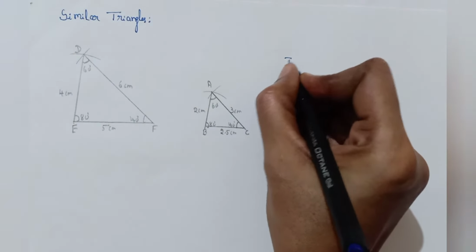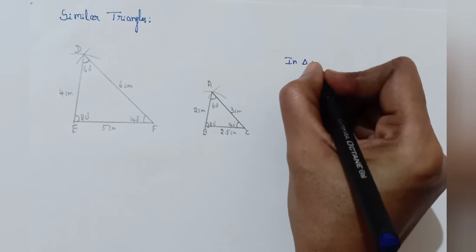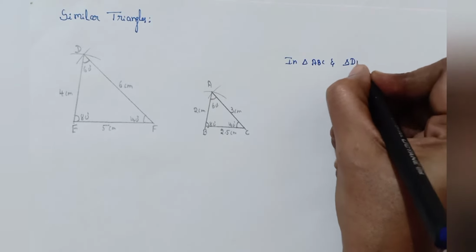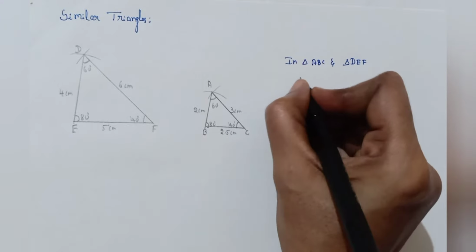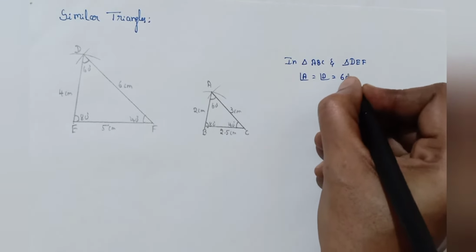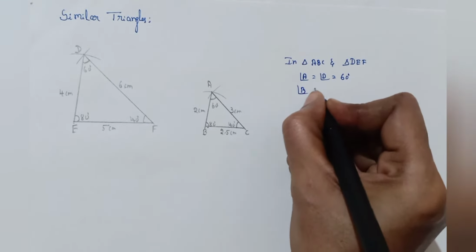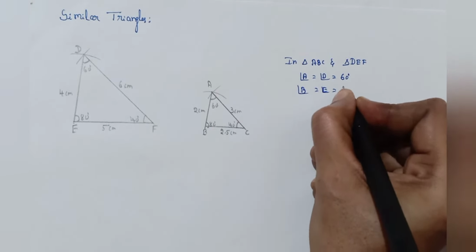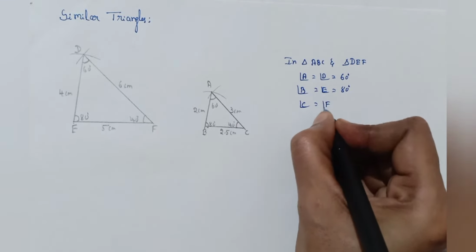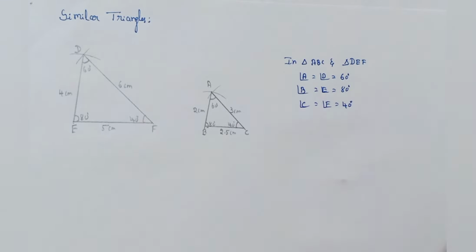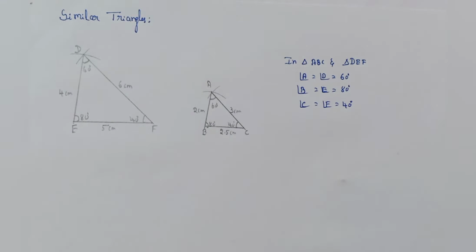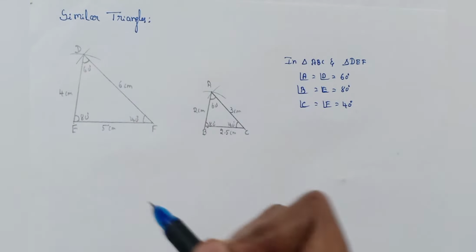In triangle ABC and triangle DEF, angle A is equal to angle D is equal to 60 degrees, angle B is equal to angle E is equal to 80 degrees, and angle C is equal to angle F is equal to 40 degrees. It means that corresponding angles are equal. Next, see the corresponding sides.